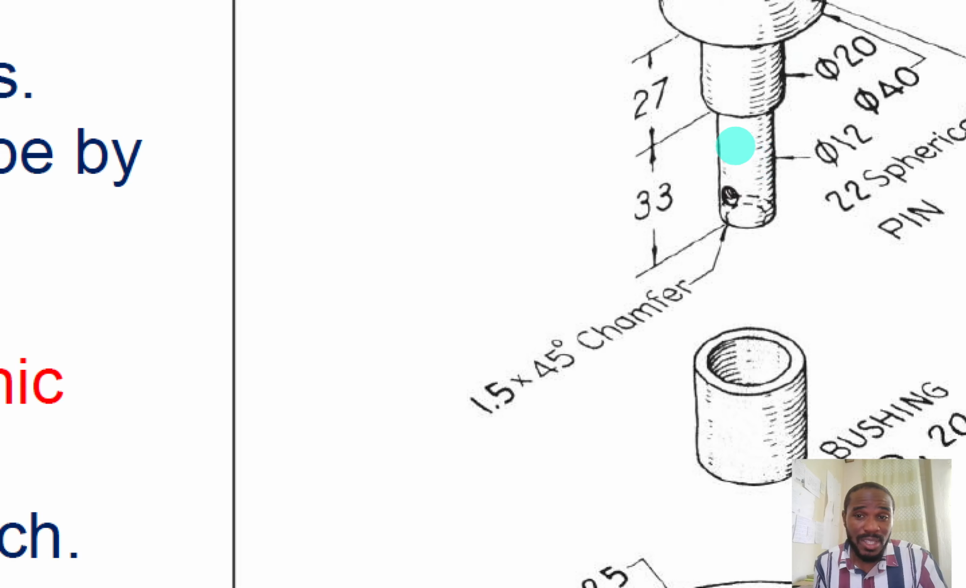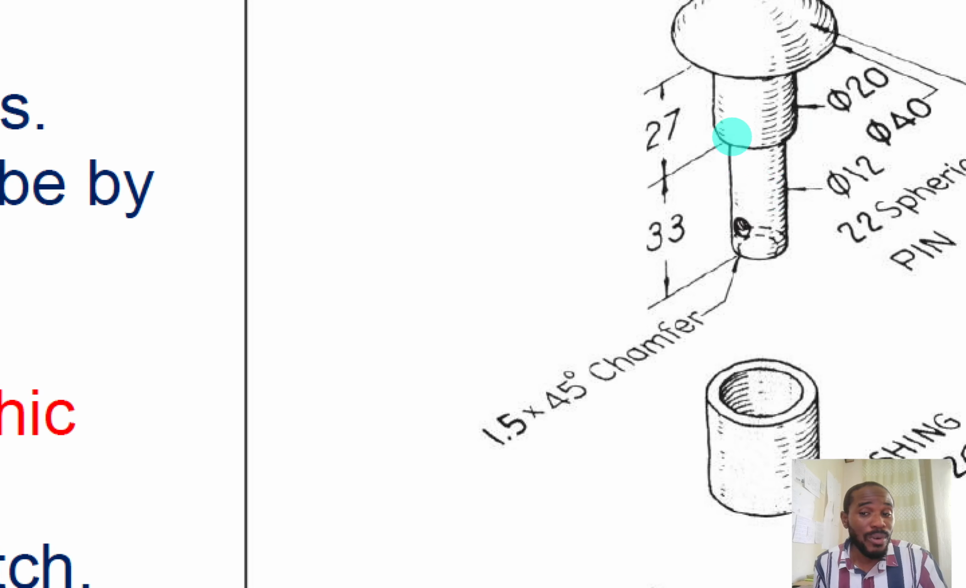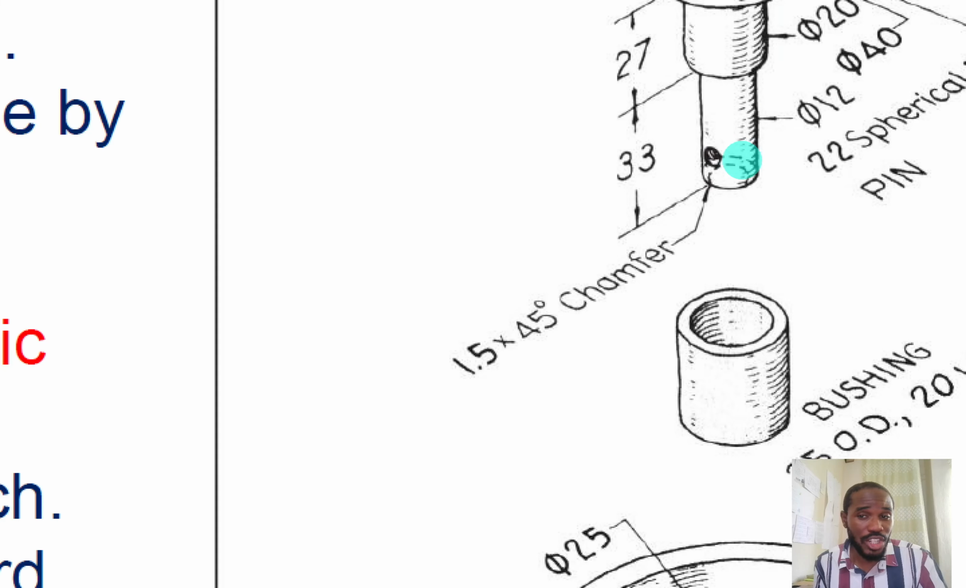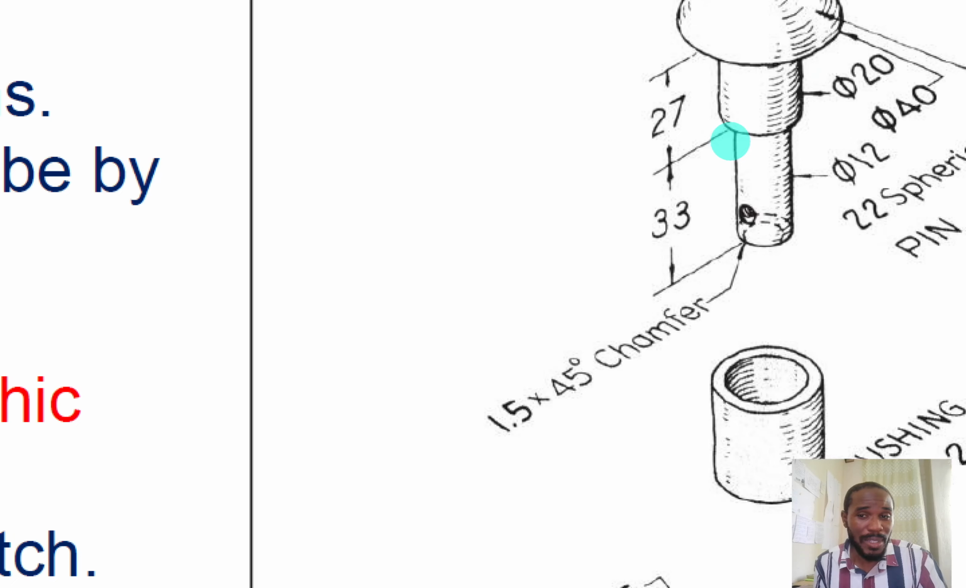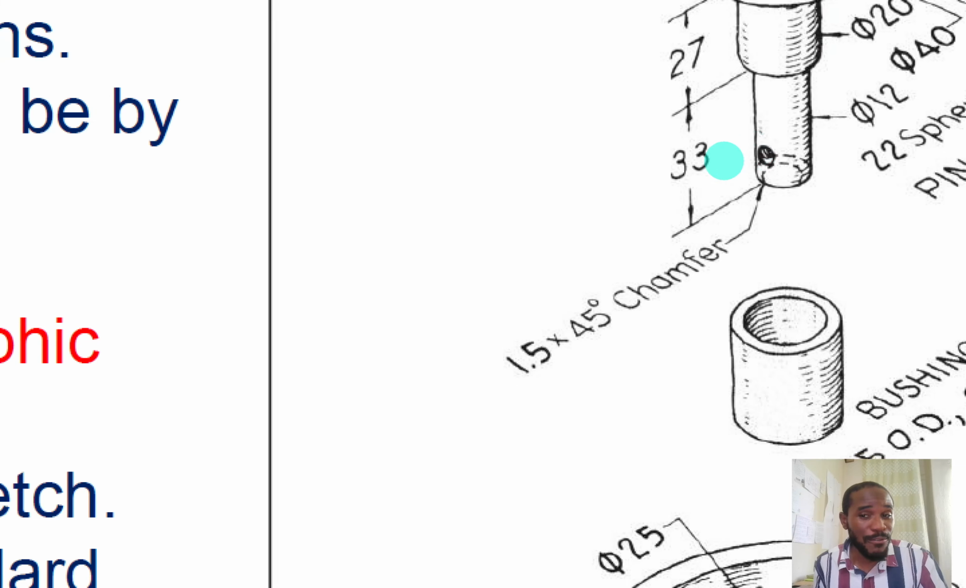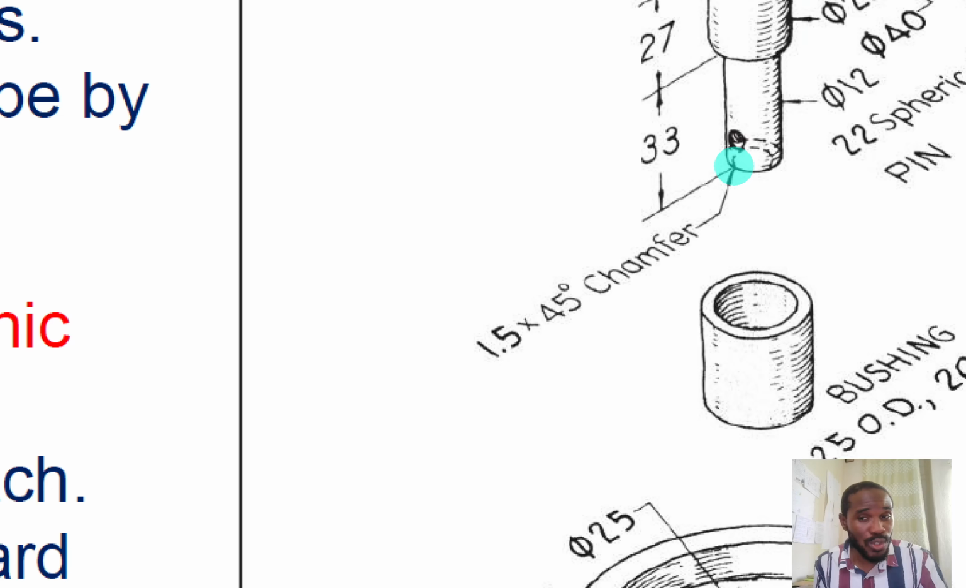So what that means is that from the top of this shaft here that is 12 millimeter in diameter to the hole is 24 millimeters. Okay, 24. So what that means is that from the center of the hole to the bottom will be 33 minus 24, which is 9. So let's keep that in mind.